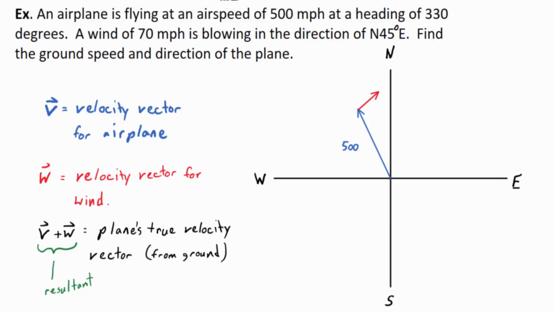Okay, but I didn't really complete the thought here, right? So how do we add V, the vector in blue, plus the vector in red, W? We connect the tail of V, the vector in blue, to the tip of the vector in red.